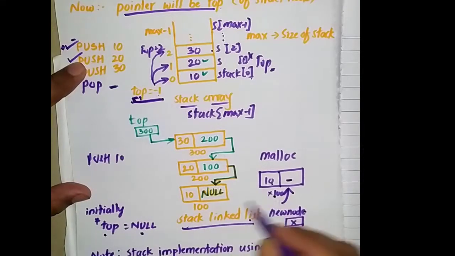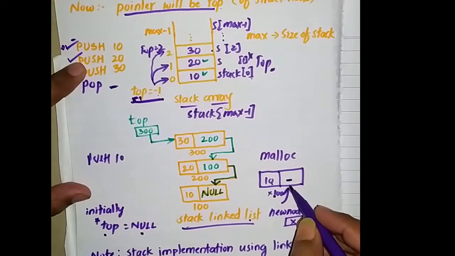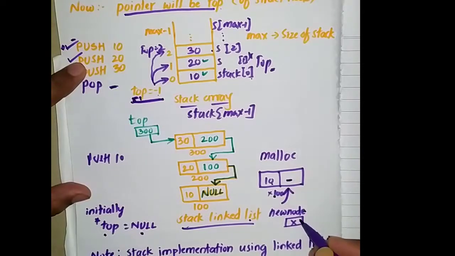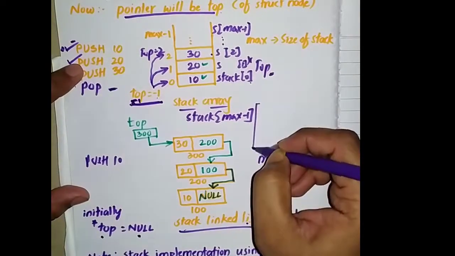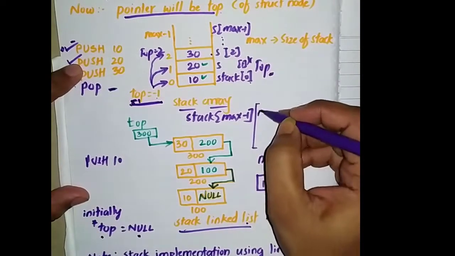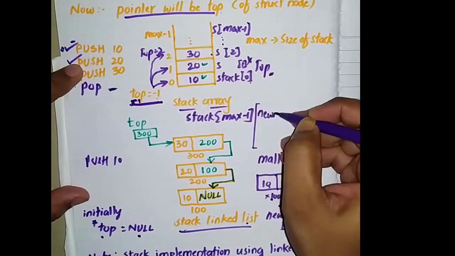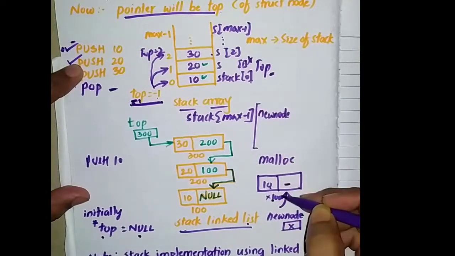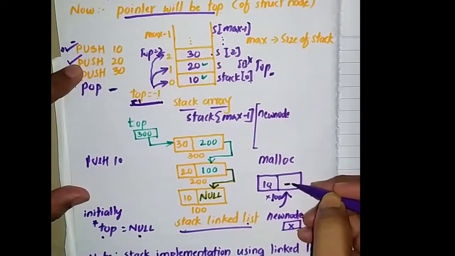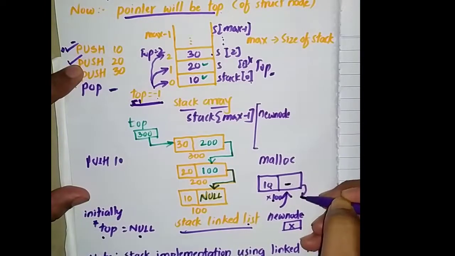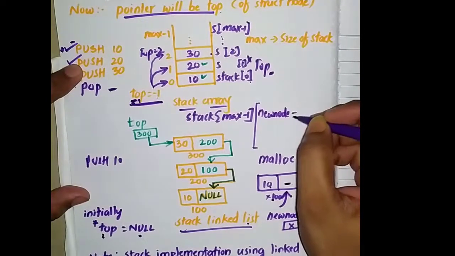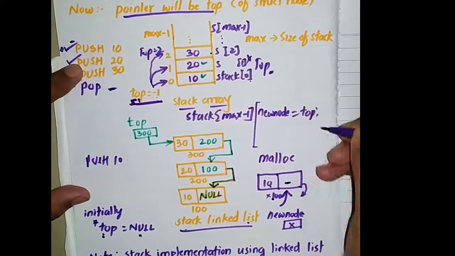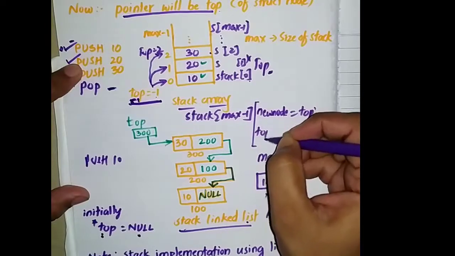So who is holding the address of the new node that has been added here? That is new node, right? So I should be using these two lines of instruction. The first line is new node next. What should new node next be? The address of the previous node. The address of the previous node is held by the top pointer. So new node next is equal to top, and then top equal to new node.